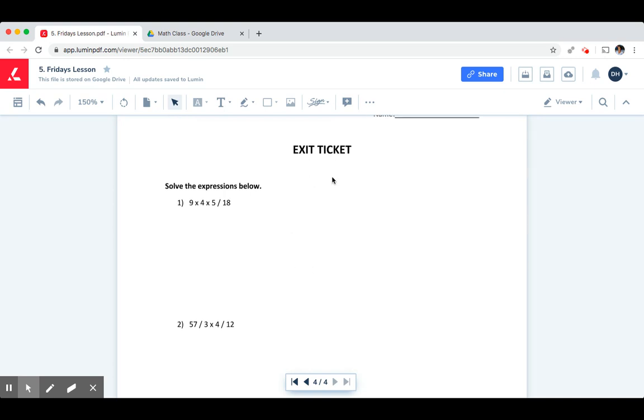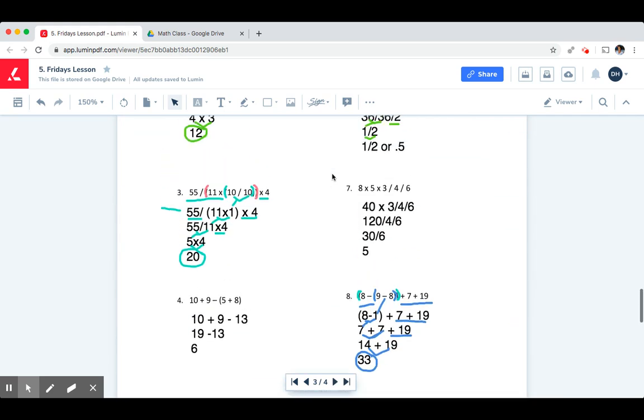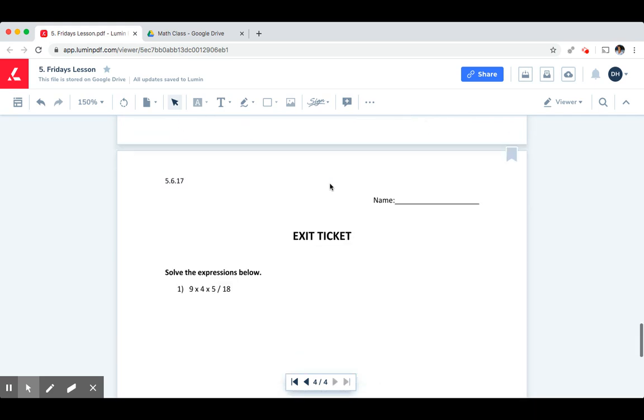Go ahead and get started on your exit ticket if you're ready, or if you needed a conference on the practice problems, make sure to check in with your teacher.